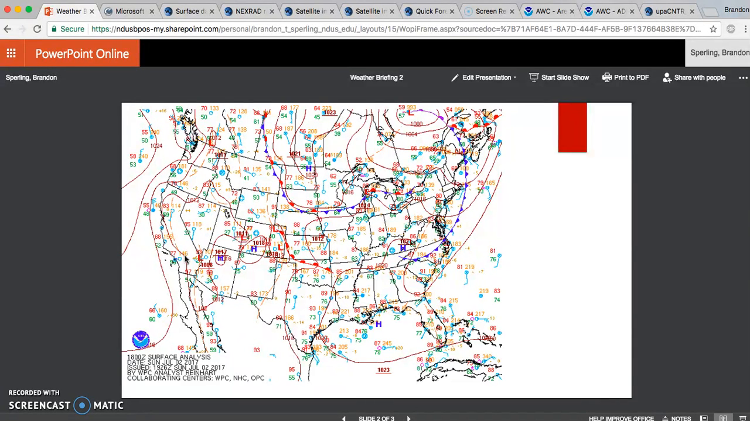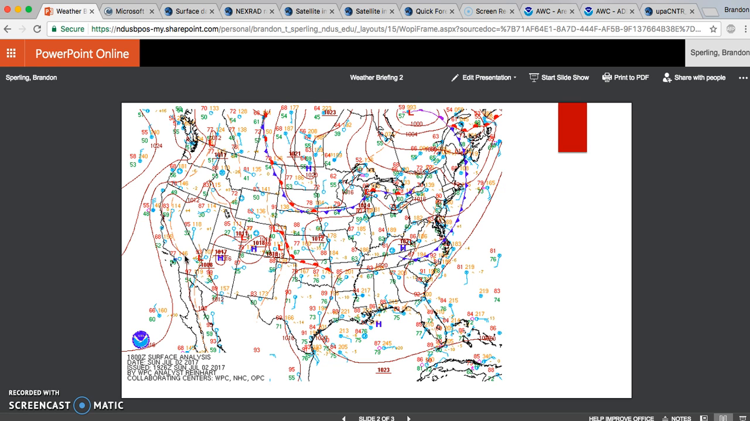For fronts, we have a cold front stretching from Canada down into the low near North Carolina, basically all off the east coast, except for North Carolina. And we have a warm front stretching from northeast Colorado down through Kansas and into Oklahoma. Behind that, we have a couple of low pressure systems and a couple of high pressure systems.